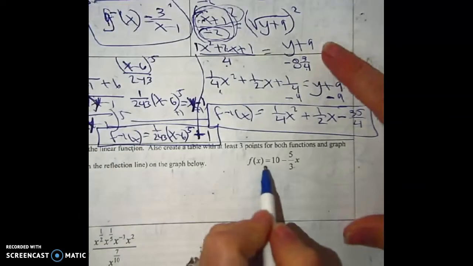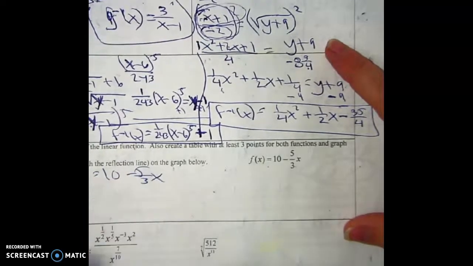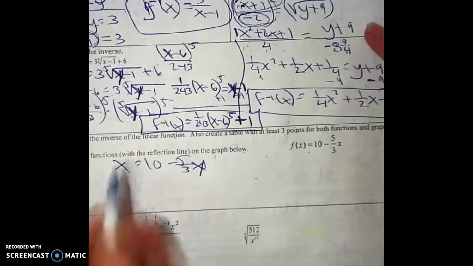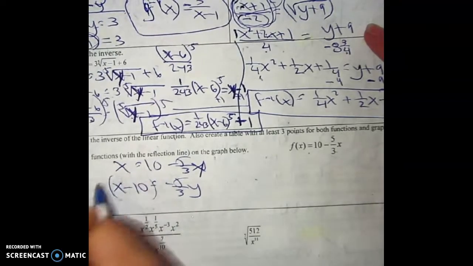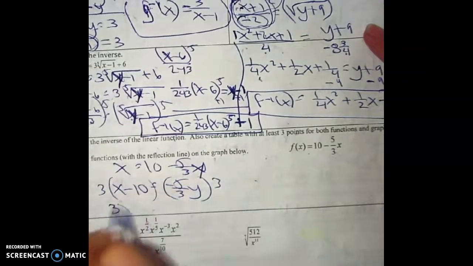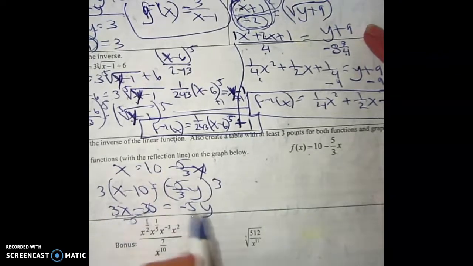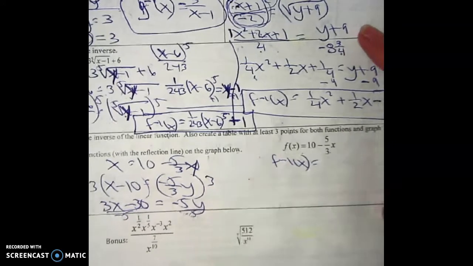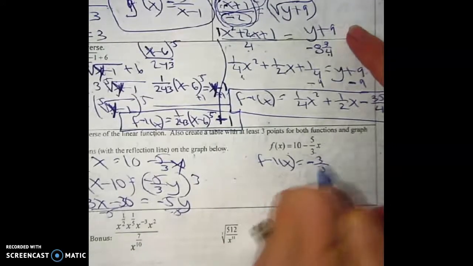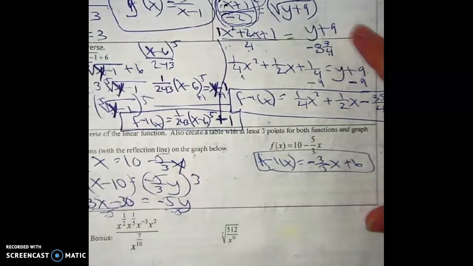Okay. All right, they want you to find the inverse of this. x equals 10 minus 5/3 y. Some of you might subtract 10 first. Then you would multiply by 3. 3x minus 30 equals negative 5y. And you would divide by negative 5. f inverse of x equals negative 3/5 x plus 6. Okay, that's pretty, I know.